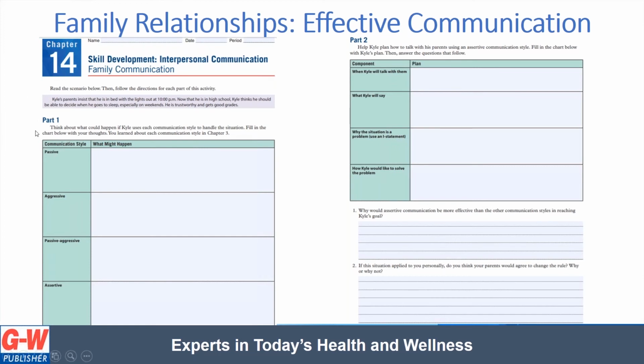So in part one, students are going to think about the different communication styles and how people communicate. And depending on how he communicates, what might happen? What's going to be the result of the conversation if Kyle uses this particular communication style with his parents? Then, in part two, they're going to take a closer look at assertive communication. And by using assertive communication, what's going to be his plan for doing so? Then allowing students to reflect on the process of assertive communication.